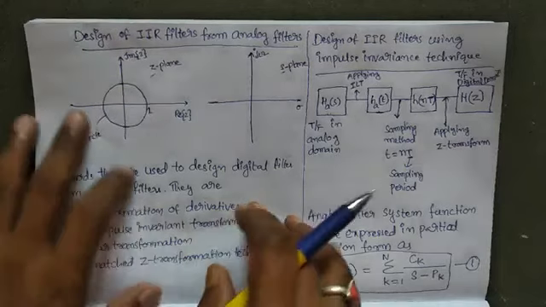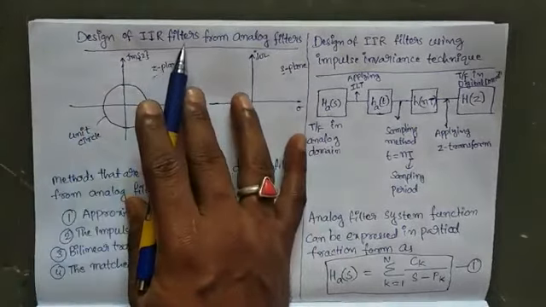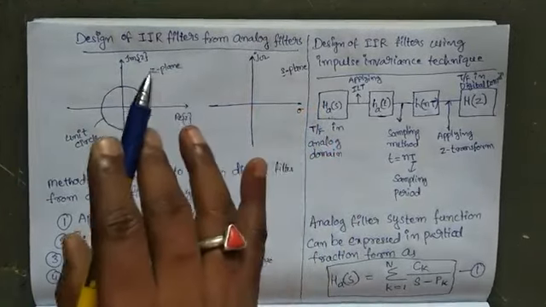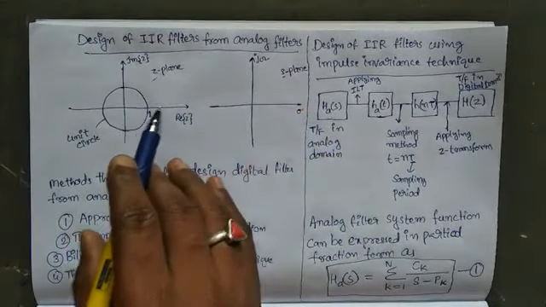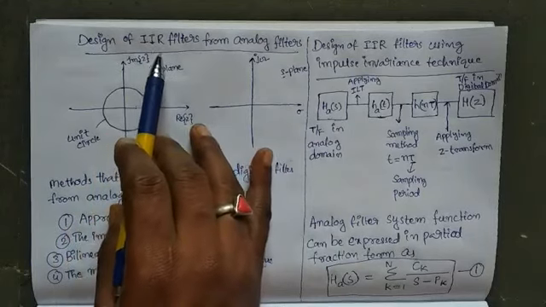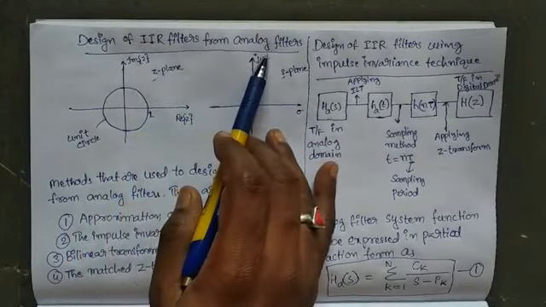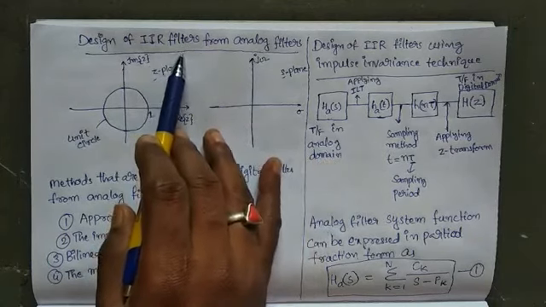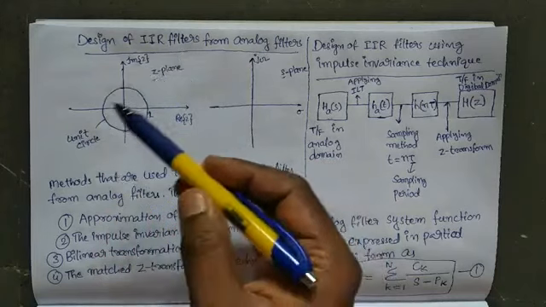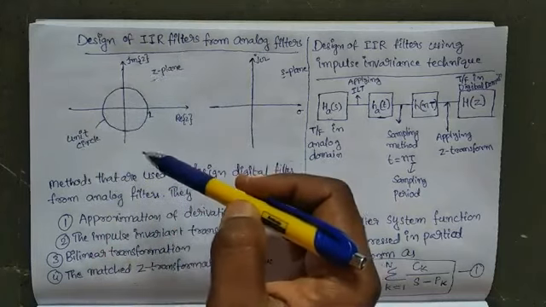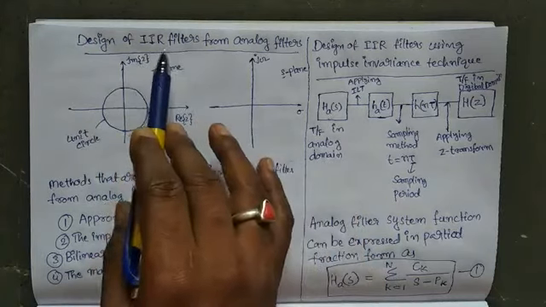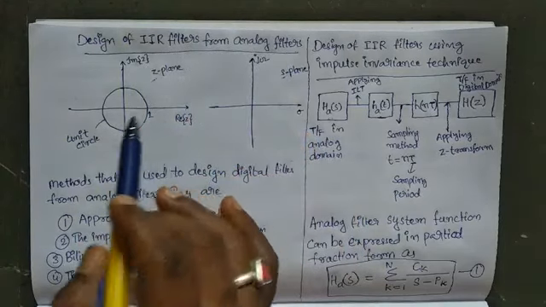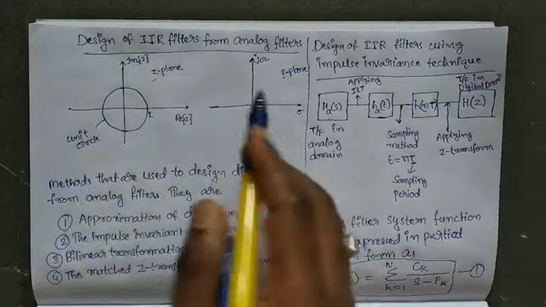In this lecture, we are going to design IIR filters from analog filters. There are different methods we use to design the digital filters, meaning IIR filters, with infinite impulse response, from the analog filters. Here different conversion techniques are used to obtain the IIR filters from the analog filters. These conversion techniques should be effective.